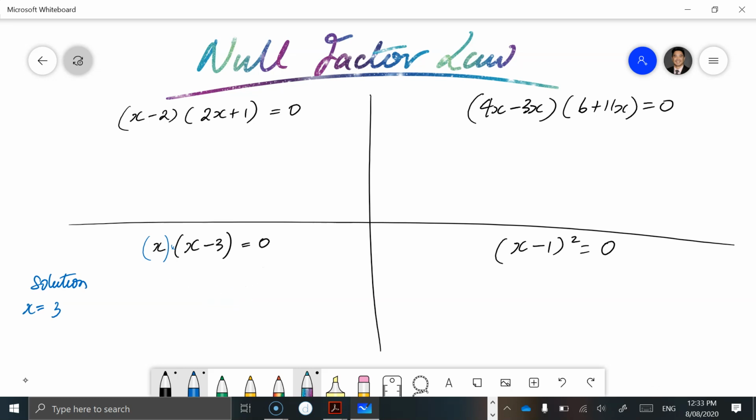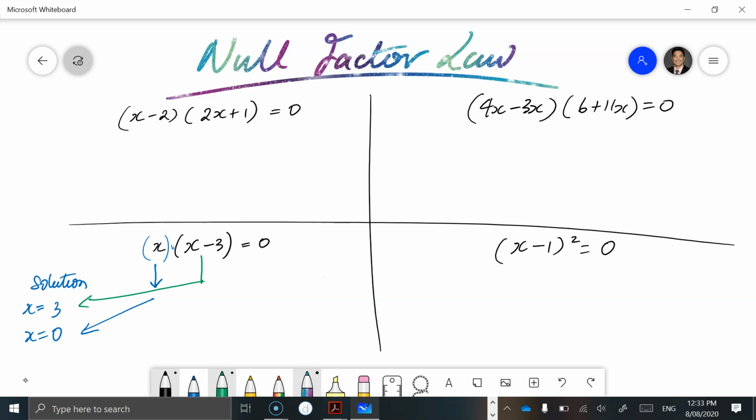But let's just say that instead of dividing both sides by x, you divided both sides by x minus 3. Then 0 divided by x minus 3 is just going to be 0. So you have x equals 0 as a solution. So you end up having two solutions: one solution for x is 0, and the other solution for x is positive 3.